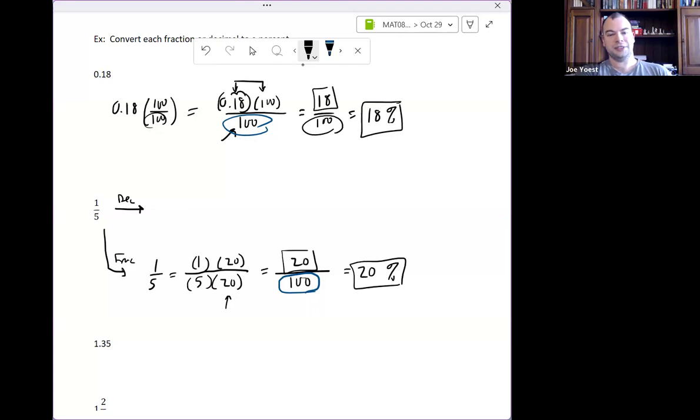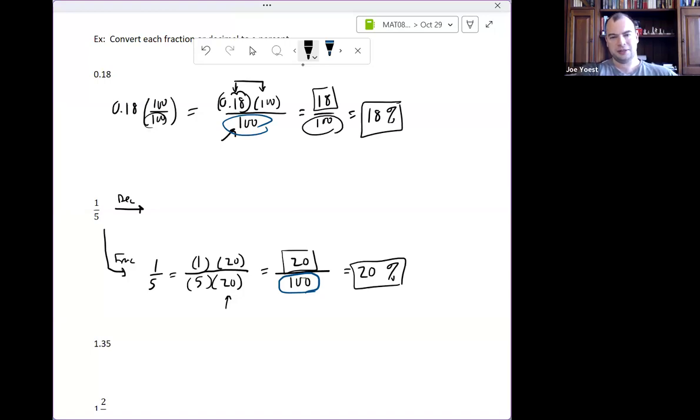So this would be one strategy. I could leave it as a fraction and work with my fractions to get an equivalent fraction with a 100 on the bottom. That worked pretty nicely here. There might be other situations where that doesn't work so nicely. Or I could look at a decimal-based approach.